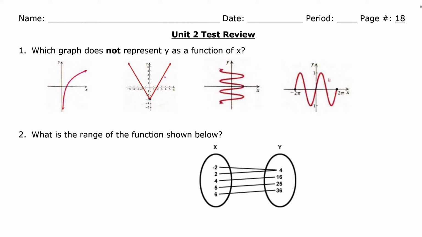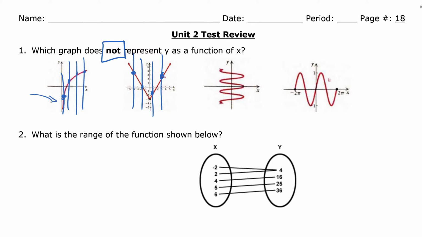On number 1, we're going to apply our knowledge about how we identify functions in graph form. You remember that we're going to apply the vertical line test. You draw vertical lines, and as long as it only hits one time, then it is a function. So every time we draw a vertical line, it only hits once. So the first two are functions.